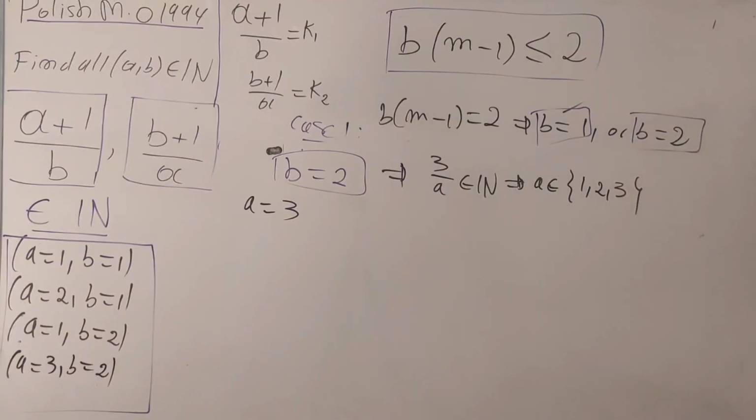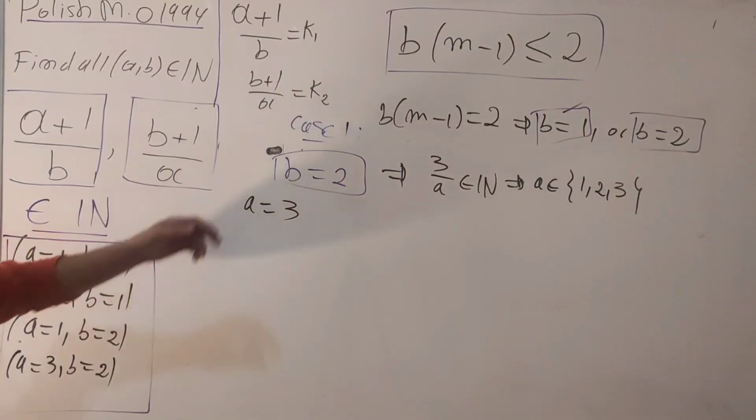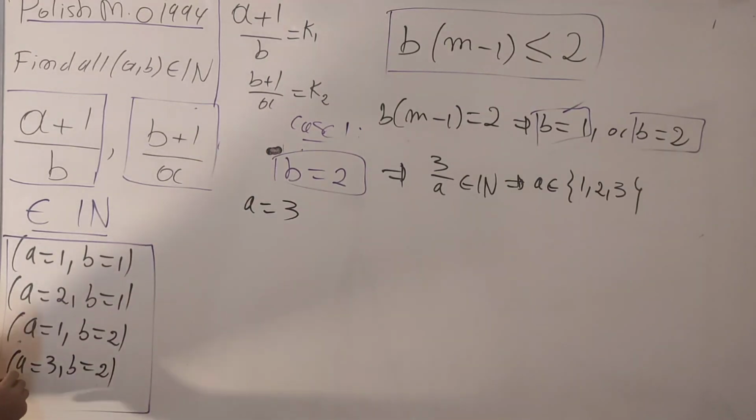Okay, for the symmetry reason, I will have the same thing. We have another solution. We have a equals 2 with b equals 3.